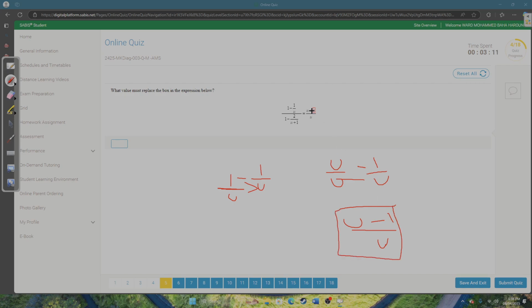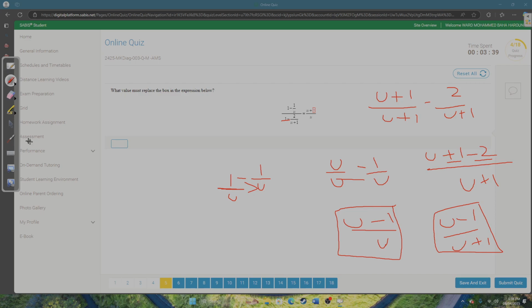For the second fraction, it's the same concept. You need to have the same denominator, so you're gonna multiply up and down by u plus 1 over u plus 1, minus 2 over u plus 1. This is the fraction that we got from this, and then since they have the same denominator, we're gonna combine them. So you're gonna get u plus 1 minus 2 over u plus 1. You can simplify these. It's gonna be u minus 1, because 1 minus 2 is minus 1, over u plus 1. We found both of the denominators.